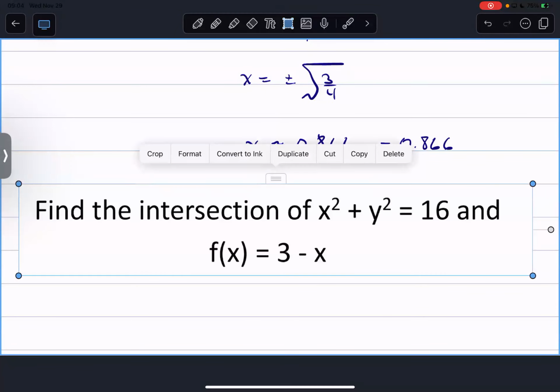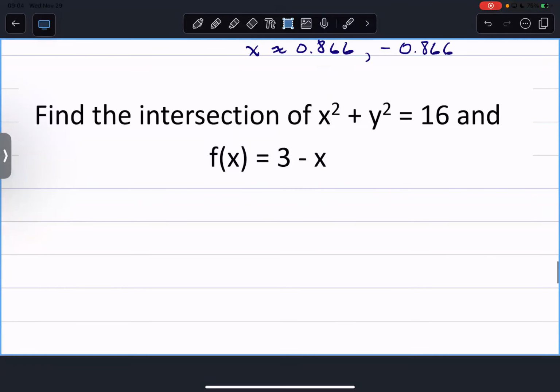Gonna get crazy. What if we want to find the intersection of x squared plus y squared equal to 16 and a straight line, 3 minus x? This straight line we know has a y-intercept at 3 and a slope of -1. And so what we can do is sketch out both of these.